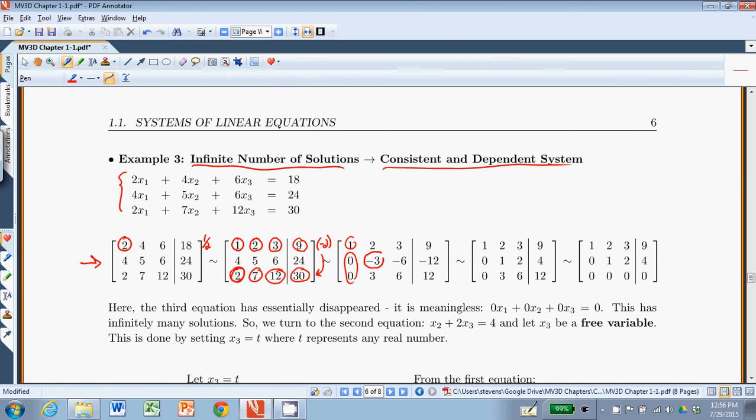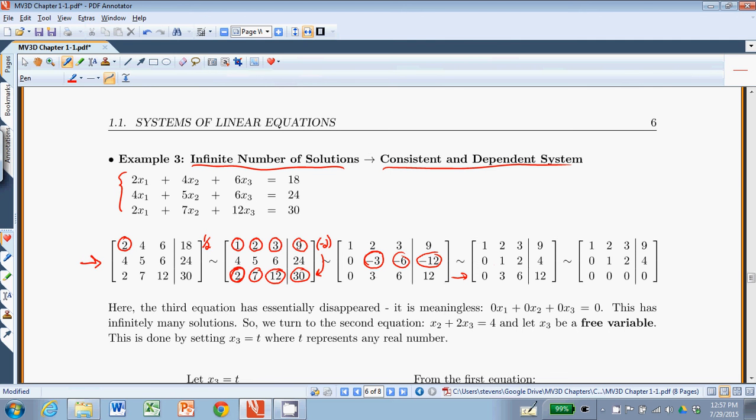And I want this -3 here to be a 1. I can't switch my way into it, so I'm just going to multiply this row by -1/3, or divide by -3. That takes my -3 and turns it into a 1. My -6 divided by -3 is 2. -12 divided by -3 is 4. And my third row just comes along for the ride.